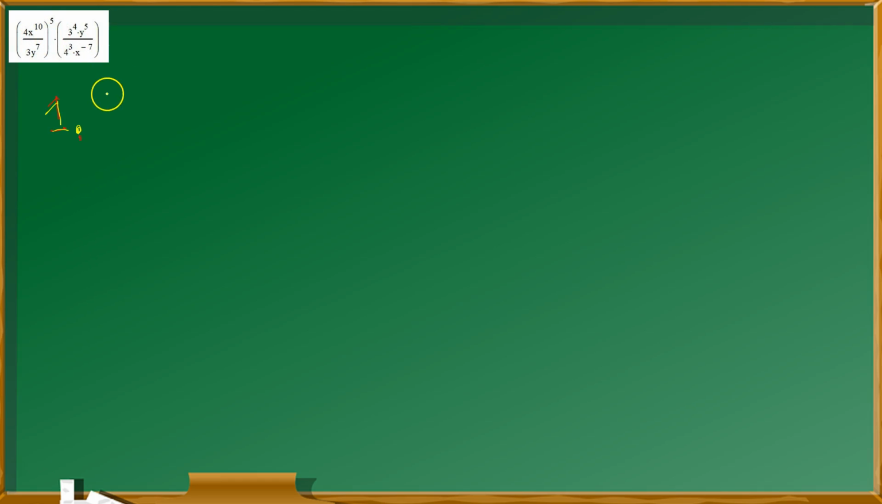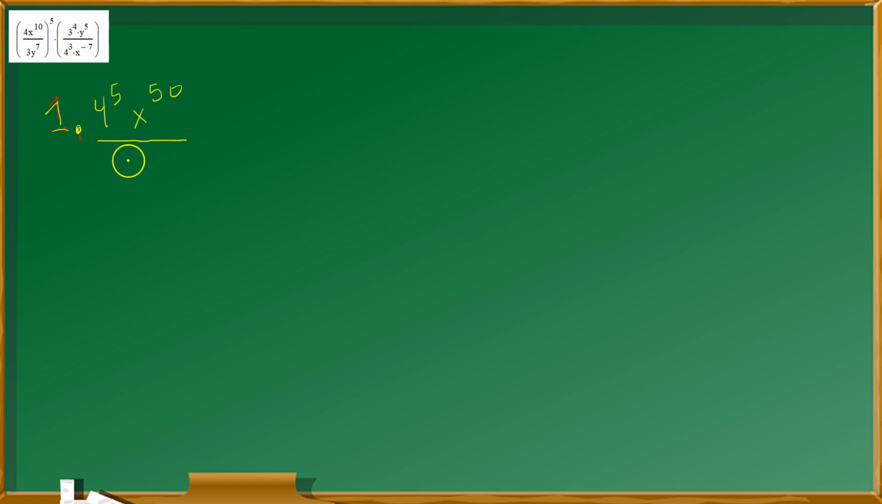So the first stage is to rewrite it this way. Write 4 to the 5th times x to the 50th. So what I've done here is the following. I took the 5 in the top and I distributed it to the 4, and I then did 10 times 5, which is 50. You got to do that also in the bottom.